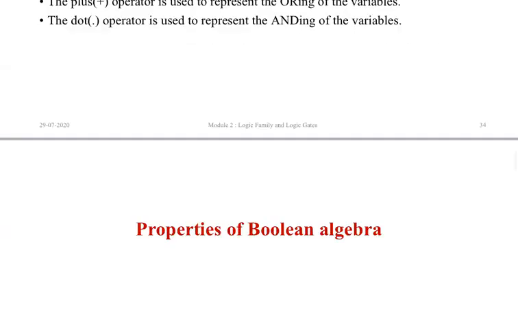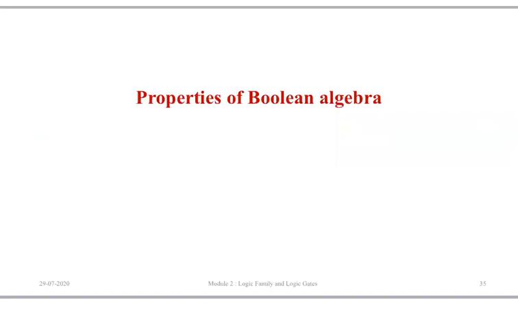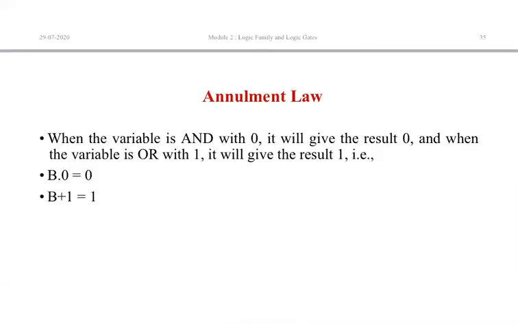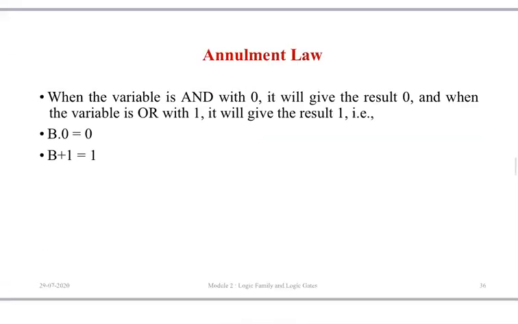Now, let us see what are the properties of Boolean algebra. These are the properties. Laws will come later on. Okay, so the very first law is called the annulment law. Don't worry whether you forget the name of the annulment law or not. Right now you write it down, but the rule is important.